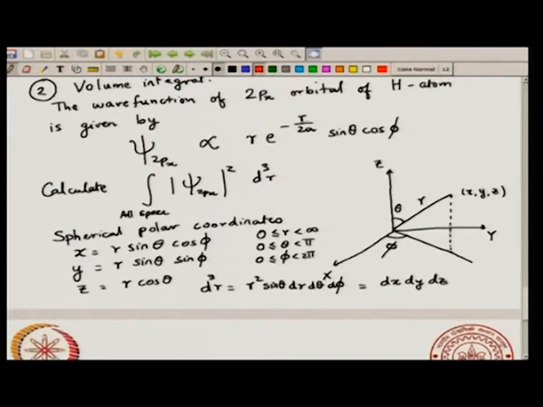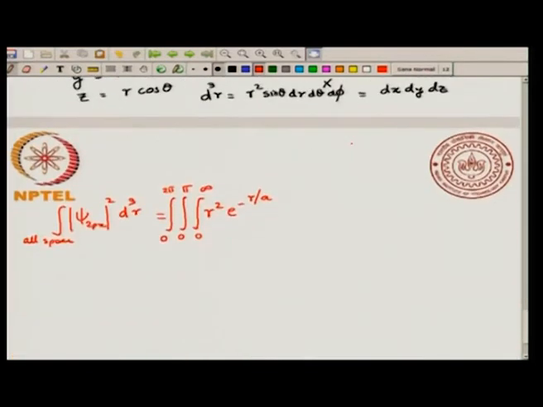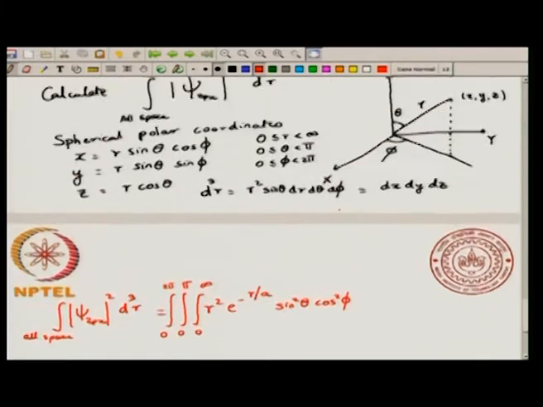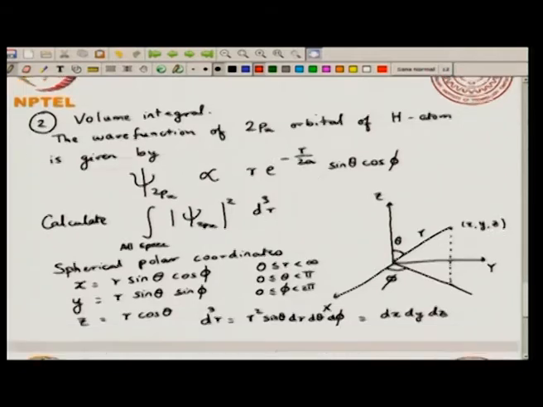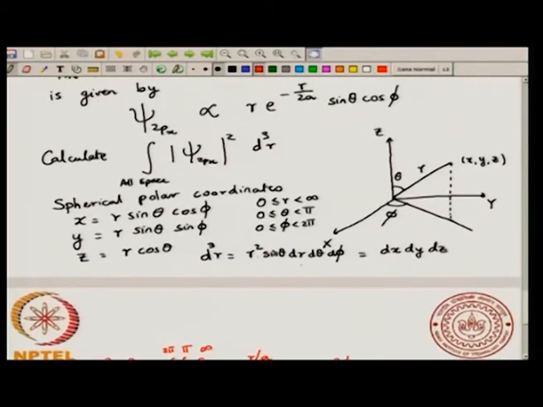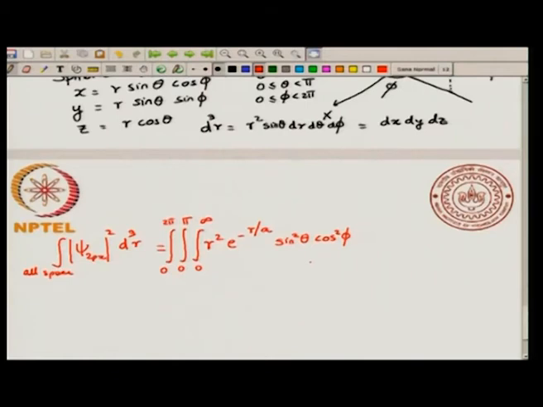Okay. Now, I just substituted one part and then I have a square of this. So, sin square theta cos square phi, times, okay, and then I had a d cube r here. So, the d cube r is given by r square sin theta dr d theta d phi.